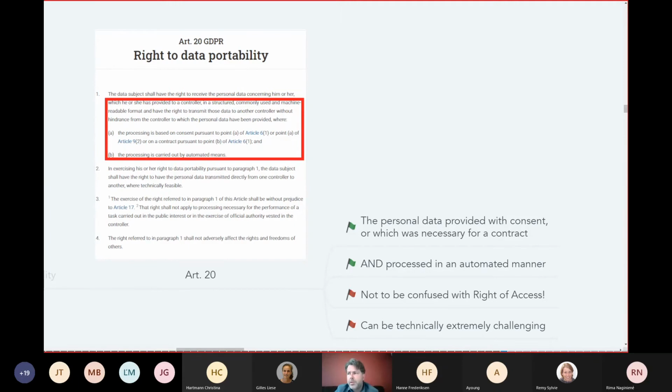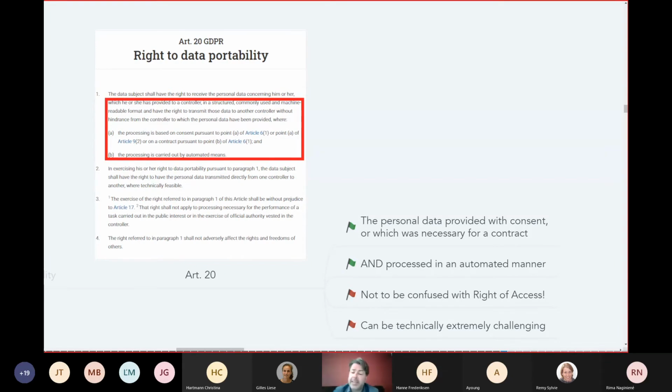Facebook probably knows what type of food you like. And Facebook probably knows, maybe even better than yourself, what political party you should vote for. But Facebook will not tell you that, because they are not obliged to do that. And of course, it makes sense, because that is a kind of intellectual property that Facebook has built up based on your data. So the biggest misunderstanding here, to summarize, is that organizations think they need to provide anything, but that's not the case. It is actually limited to personal data which was provided with consent or which was necessary for the contract and which was processed in an automated manner.